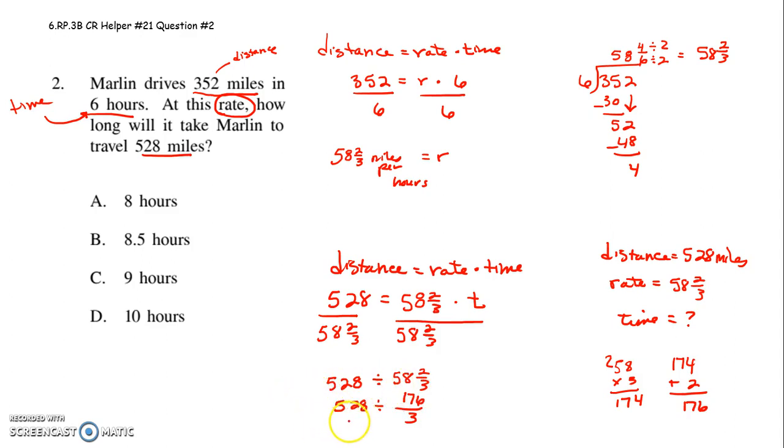I'm going to keep change flip. So I'm going to keep my 528. I'm going to change my division to multiplication. I'm going to flip my 176 over 3 to 3 over 176. I need more space. So this is 528 times 3 over 176. And I can multiply straight across the top, straight across the bottom if I want to. I could also have simplified first, which might be a better plan.